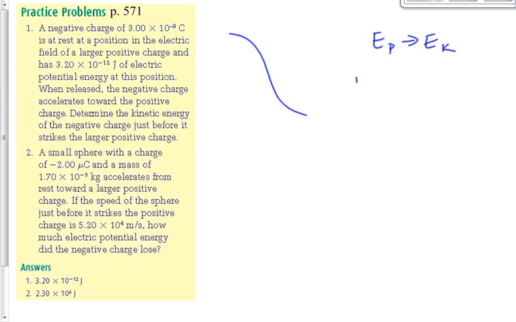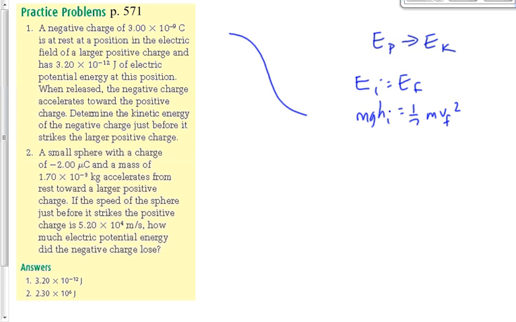If we analyze it as a conservation of energy problem, EI is equal to EF, clearly we start off with potential energy, MGH. It's at rest so it's got no kinetic energy. It accelerates. We want to find the kinetic energy of the negative charge just before it strikes the positive plate. In other words, we want to find the kinetic energy when a car reaches the bottom of the hill, or just as it reaches the bottom of the hill. So it's going to be only kinetic energy at the end of the problem.